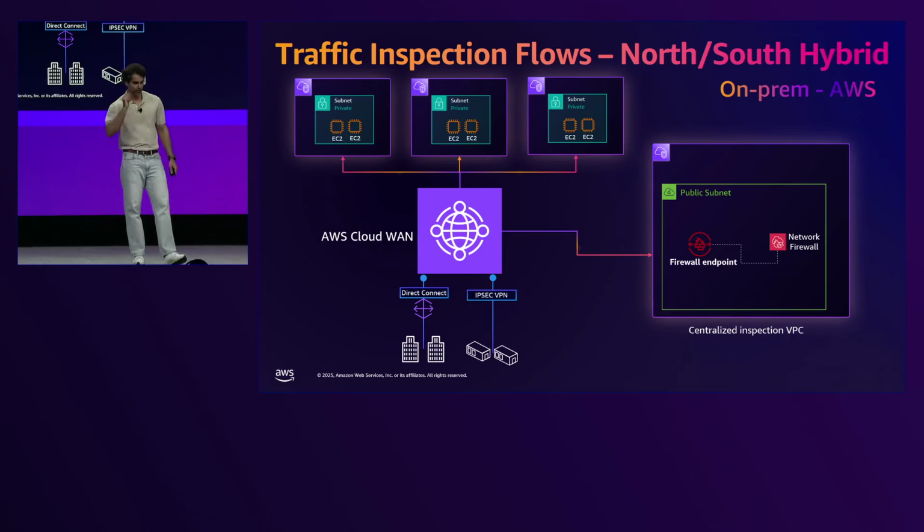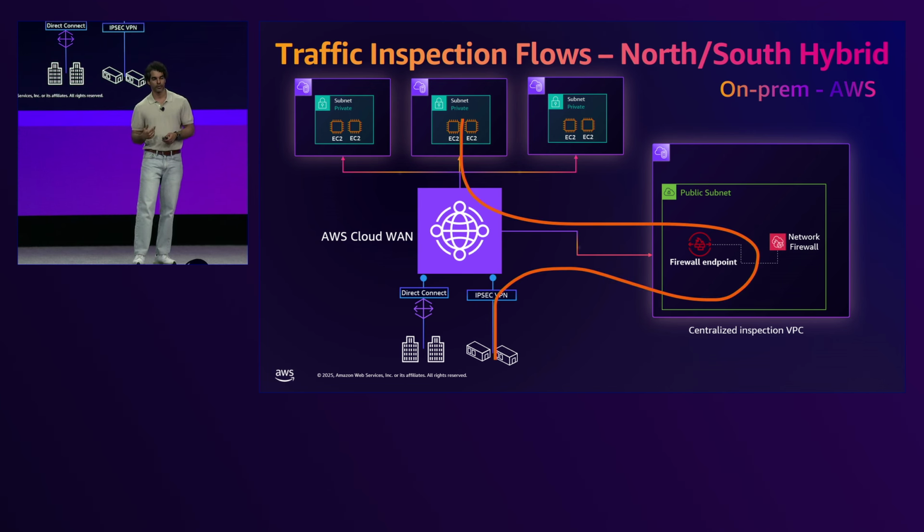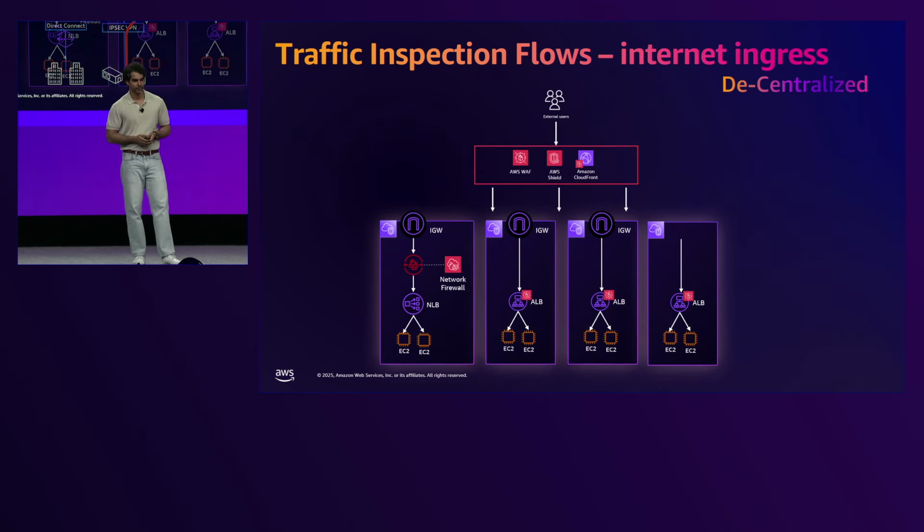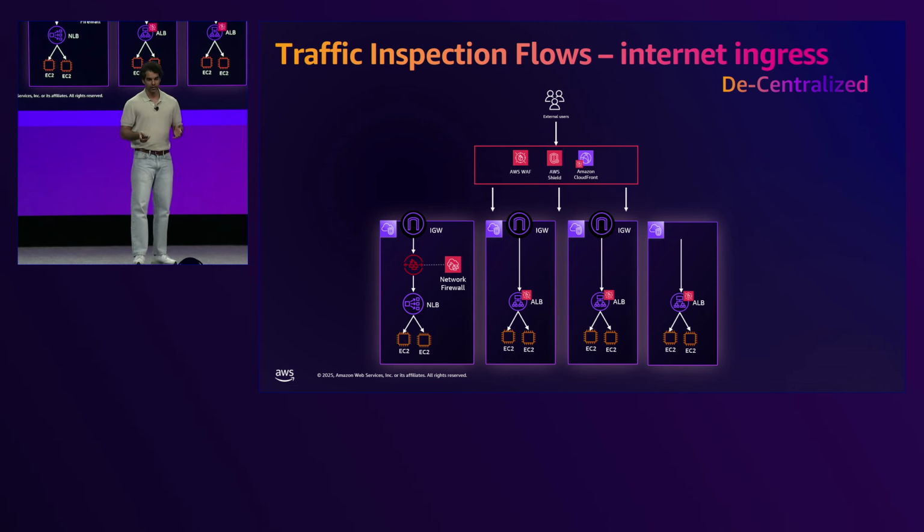All right, so the next traffic flow is north-south hybrid. So no longer from a VPC to a VPC, now it's from VPC to on-prem or on-prem to VPC. Again, the overall flow is similar. It gets routed via the centralized inspection VPC where you have the firewall endpoint to inspect it. All right, our final traffic flow here is internet ingress.